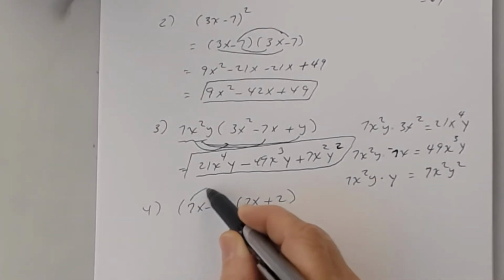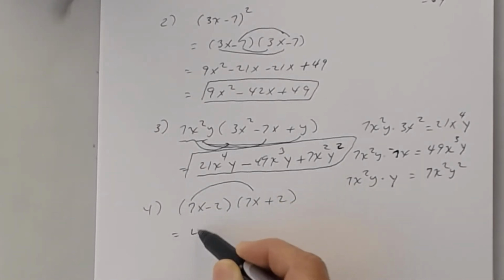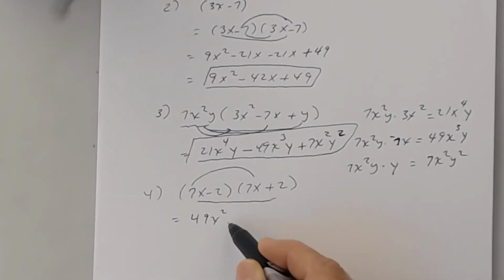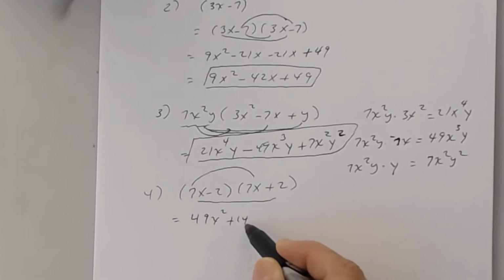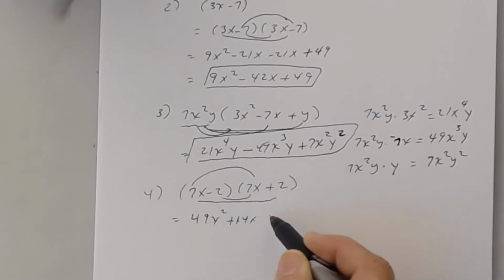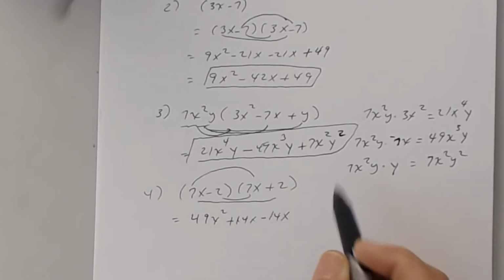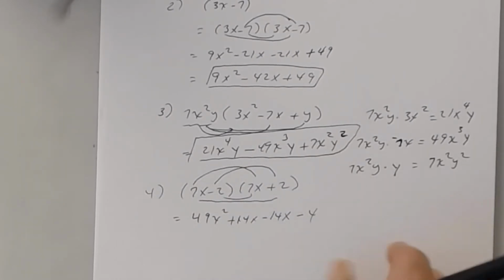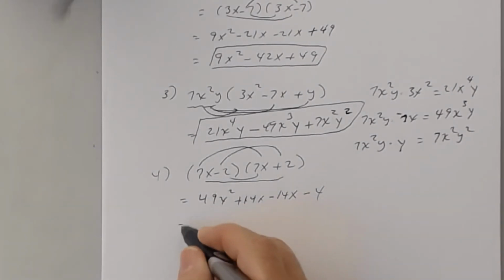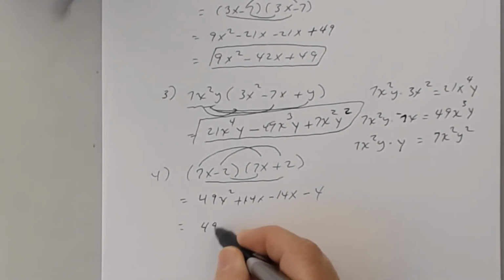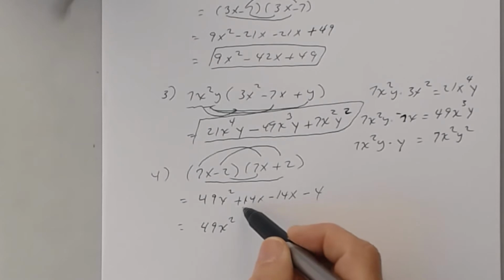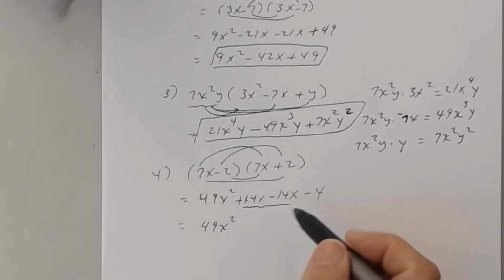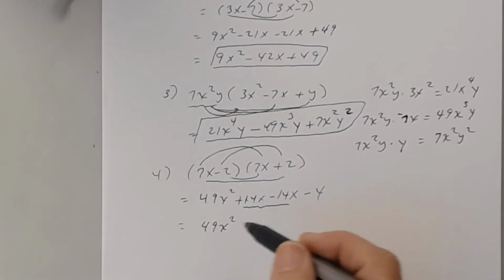So the first times first is 49x squared. The outer is 14x. The inner is negative 14x. And the last is negative 4. When I combine my like terms, what do I get? Yeah, because the outer and the inner, that's 0. A positive 14x and a negative 14x is 0. So you just have two terms in your answer.